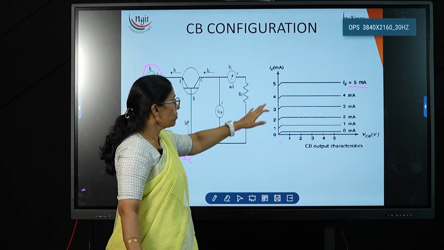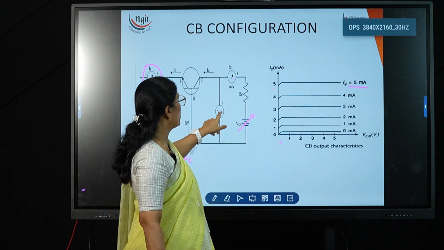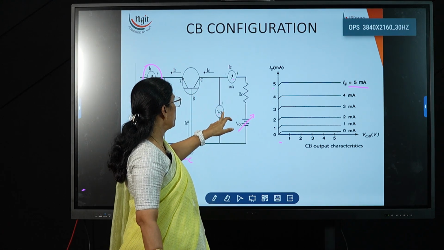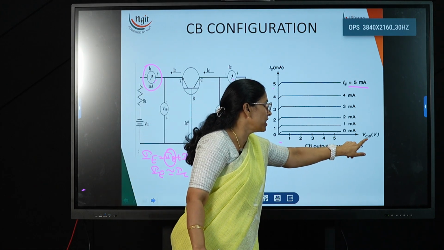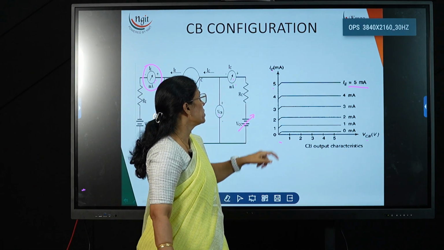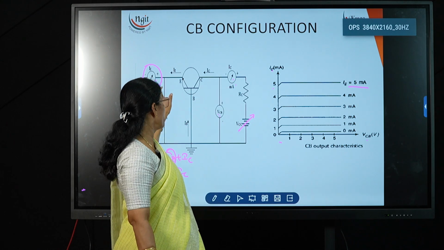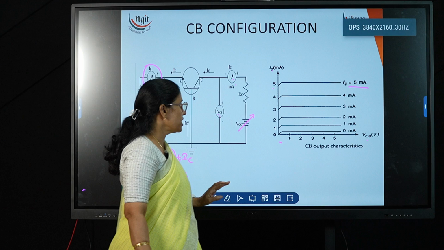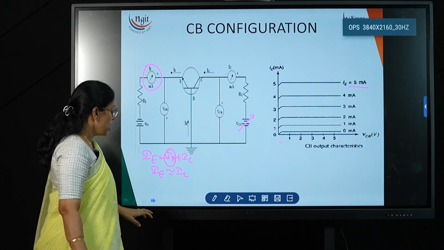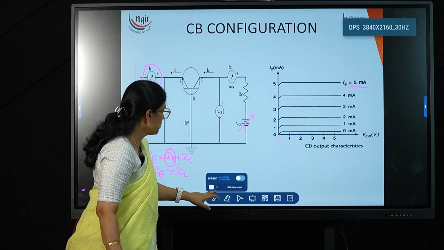Now here, in the output characteristics, we are drawing the graph between VCB and IC. On the x-axis we are taking VCB, and on the y-axis we are taking IC, by keeping the input current IE constant. So this is the characteristic for the CB output characteristics.